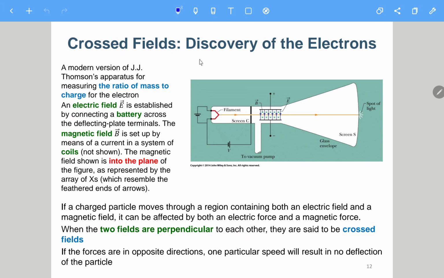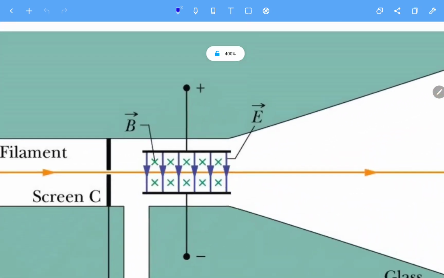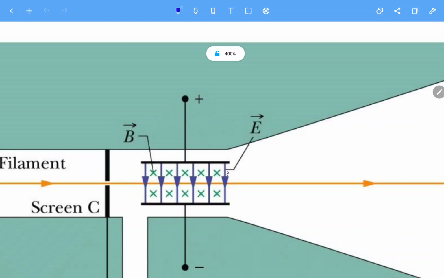Just as what I mentioned, the cross field is the perpendicular B field and E field. In this figure, we can see the E field is generated by the parallel plate. You can call it a capacitor. This is a positive plate, this is a negative plate, so it will generate the E field pointing downward. Of course, the magnitude is also uniform.